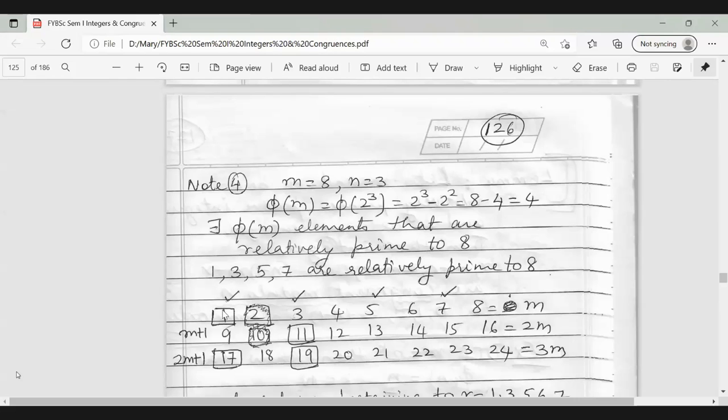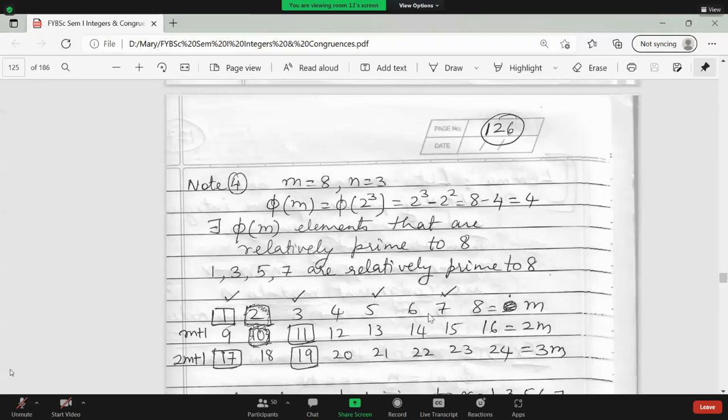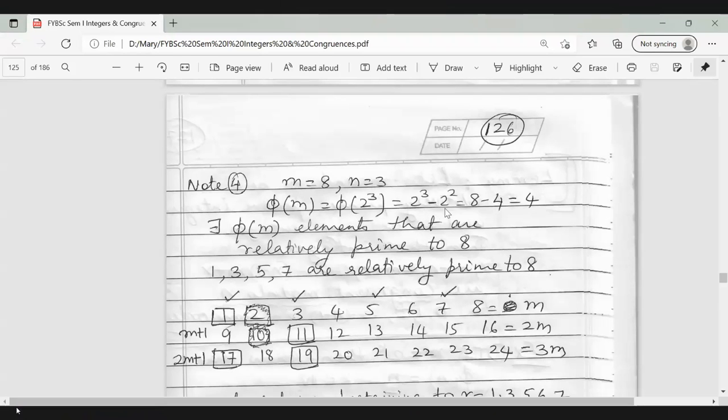Okay, now what you do is you will look at the numbers here whose GCD with 8 is 1. Okay, how many such numbers will be there in the first row? How many such numbers will be there? 4. There will exist φ of M, मतलब φ of 2 cube, मतलब φ of 2 cube minus 2 squared. So means 8 minus 4. That is, there are 4 numbers, okay, that are relatively prime to 8 in the first row.